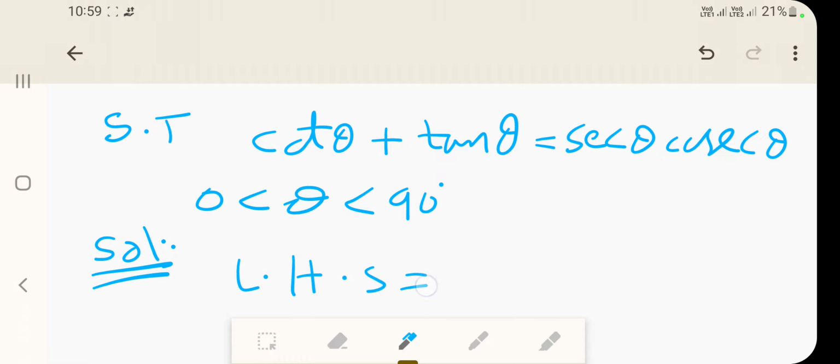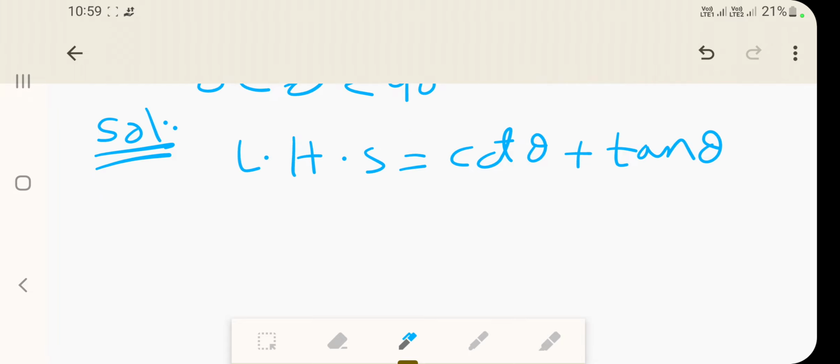As I said earlier, you're going to have evaluate, show that, evaluate one type of problem, show that another type of problem. Prove that and show that are almost the same. So you can start from LHS, in some cases RHS also you can start. Here you can start with LHS, cot theta plus tan theta.